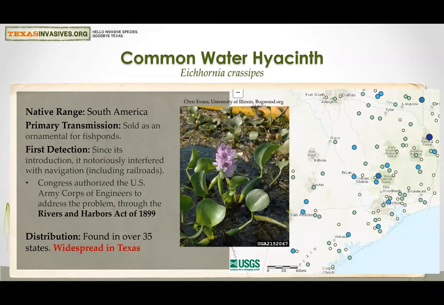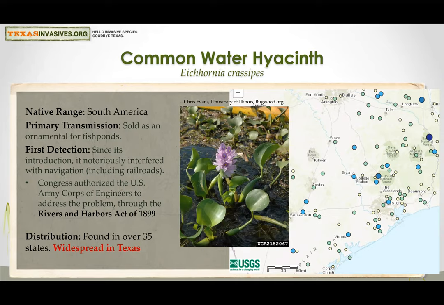The next species is the common water hyacinth. It's native to South America, and it was sold back in the 1800s as an ornamental for fish ponds. As you can see, it has beautiful flowers. So when you see some of these species, you understand how these species spread. I mean, yeah, it's beautiful, but I thought that this was really an interesting story. Since its introduction back in the 1800s, it notoriously interfered with navigation, including covering railroad trestles, that Congress authorized the U.S. Corps of Engineers to address the problem through the River and Harbors Act of 1899. So they said, this is a problem. Clear this water hyacinth right now.